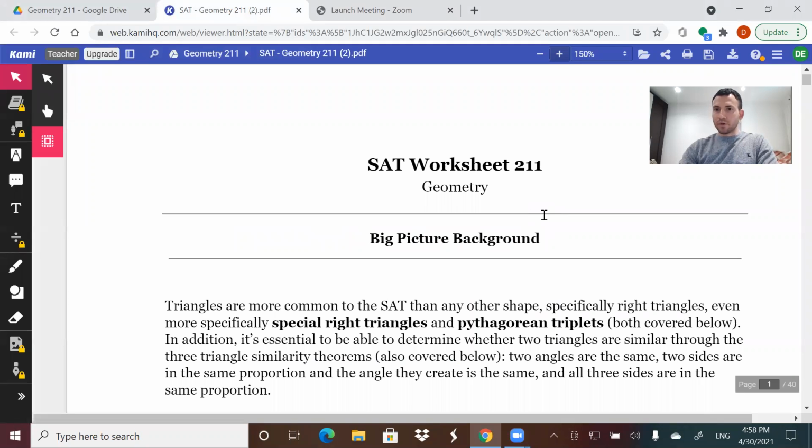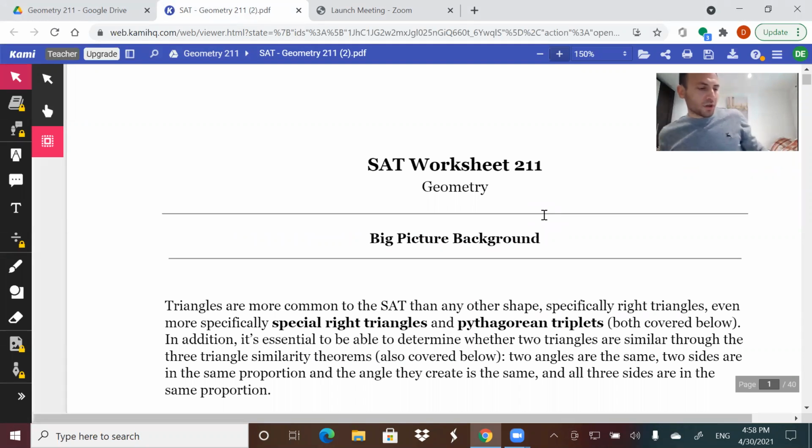Okay, so we're looking at SAT worksheet 211, geometry. The geometry on the SAT is predominantly triangles and circles, so we'll cover those in detail. I'll show you specifically what the test expects you to know for each.